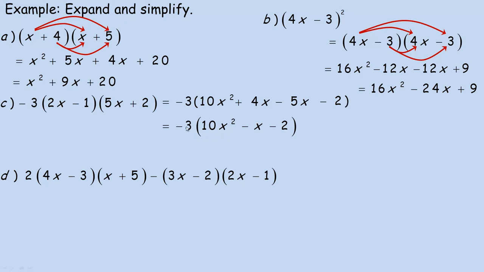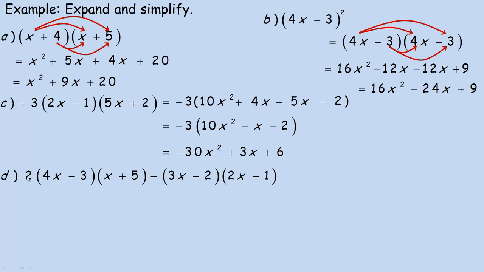So that's what these 4 terms will simplify to. And then I distribute the negative 3 in. This negative 3 out front means the negative 3 gets multiplied by all of the terms in that set of brackets. So negative 3 times 10x squared would be negative 30x squared. Negative 3 times negative x would be plus 3x. And negative 3 times negative 2 would be plus 6. So that's what that simplifies to. That's the trinomial.